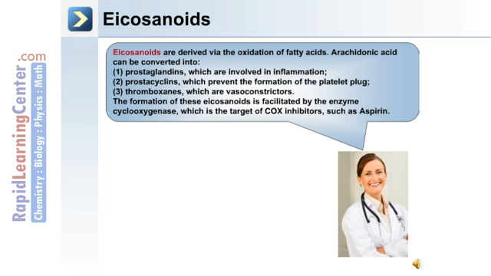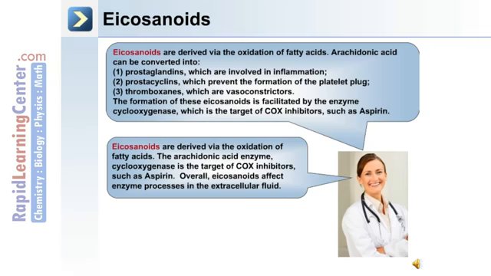The formation of these eicosanoids is facilitated by the enzyme cyclooxygenase, and cyclooxygenase is a target of COX inhibitors such as aspirin. Eicosanoids are derived via the oxidation of fatty acids. Overall, eicosanoids affect enzyme processes in the extracellular fluid.